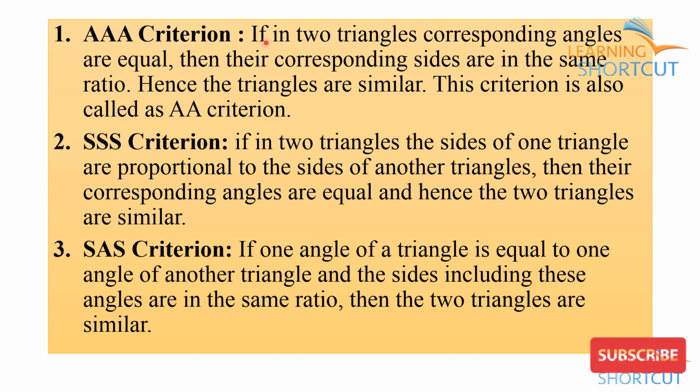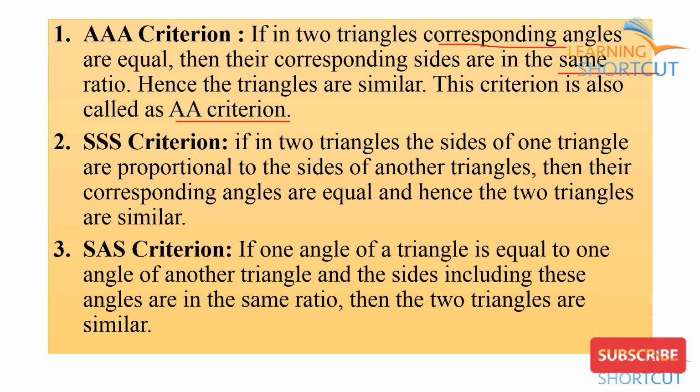If in two triangles corresponding angles are equal, then their corresponding sides are in the same ratio, hence the triangles are similar. So when the angles are equal, they will have the same ratio of sides, and then the triangles are similar. This criterion is called the AA criterion.